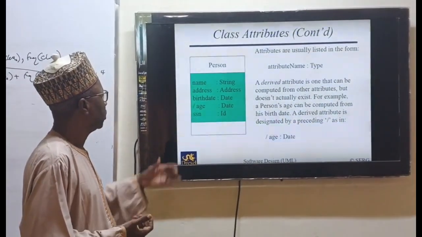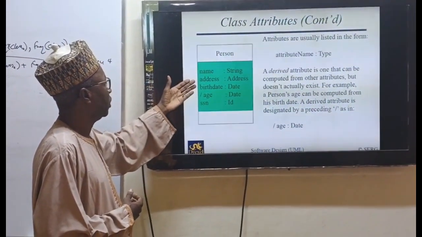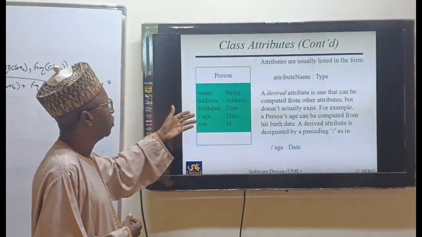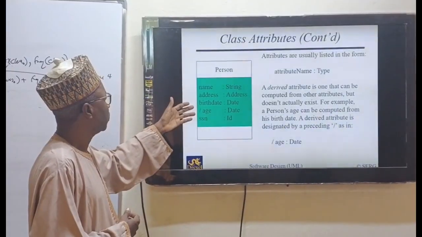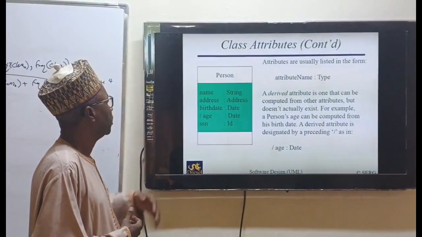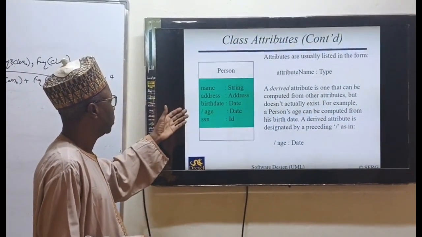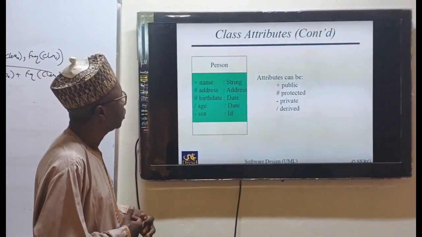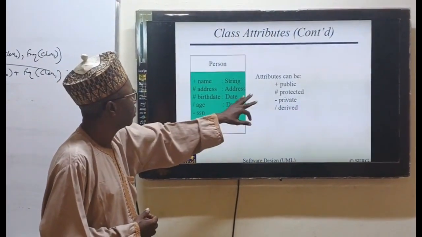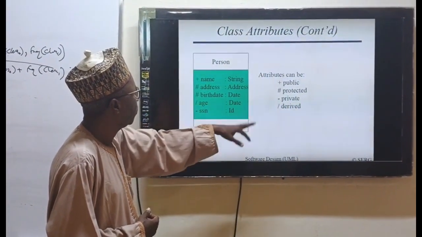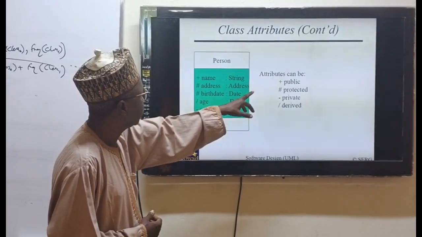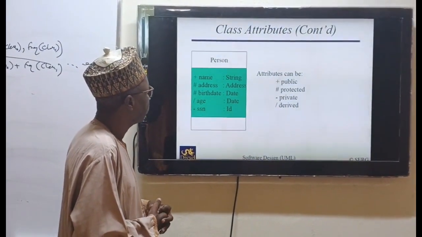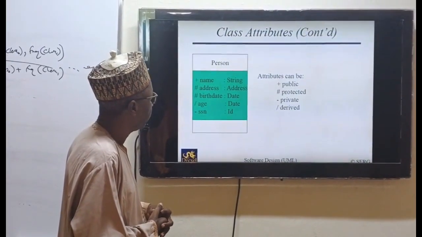Therefore, we don't need to collect age when we are collecting data from the user, but instead we can collect date of birth, and then from there we can derive the age. So age here is an example of a derived attribute. Beside derived attribute, we have other kinds of attribute, as we shall see on the next slide. Okay, on this next slide, you can see these are the other types of attribute that we can have. We can have public, protected, derived, and then private.